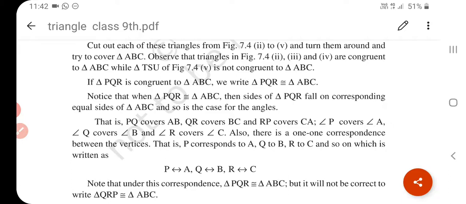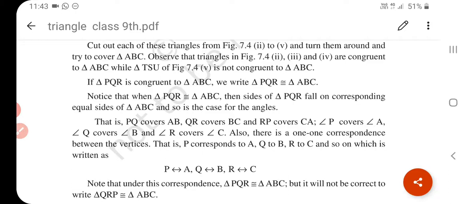And the order of the letters in the name of congruent triangles displays the corresponding relationship between the two triangles. It's very important. If you give the name of the triangle, you have to write it in the correct order. If you write triangle ABC is congruent to triangle PQR, it means A lies on P, B lies on Q and C lies on R. Understand? That is, angle A is equal to angle P, angle B is equal to angle Q and angle C is equal to angle R.